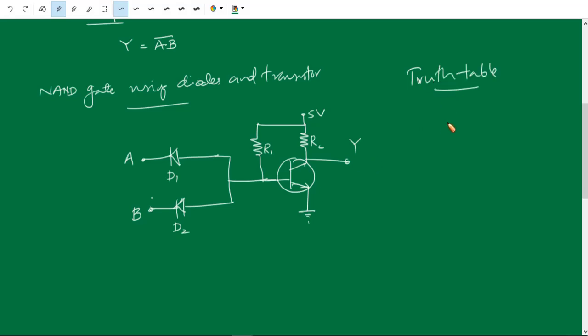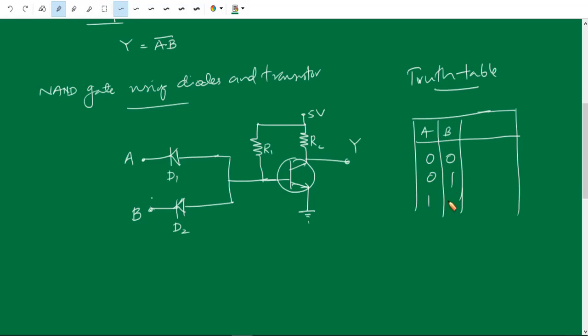You know, the truth table of a NAND gate is the complement of the truth table of an AND gate. A, B: 0 0, 0 1, 1 0, 1 1. These are the different combinations of inputs, and the output Y equals the AND gate's A and B, so this is AB complement.